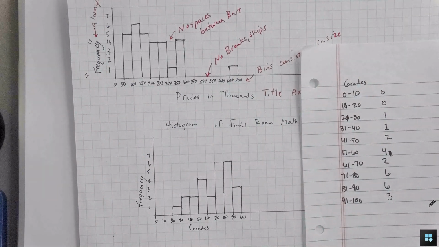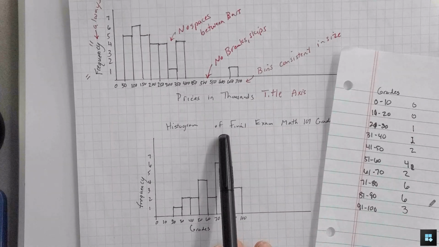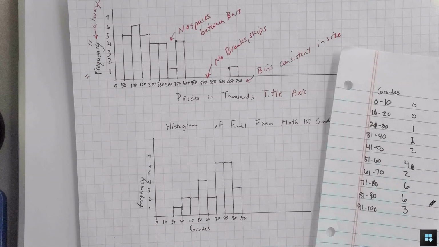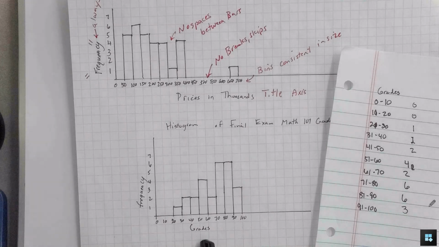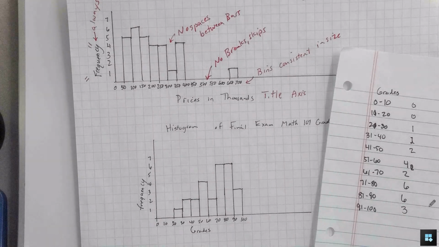And most of you look like you're getting it really well. So you have your title. It should say histogram of, and then so on. I think I might have misspoke and said frequency of earlier, but it's histogram of. And then you should say frequency on the vertical axis title, and what's on the bottom is grades. And your bins are to sort that data.